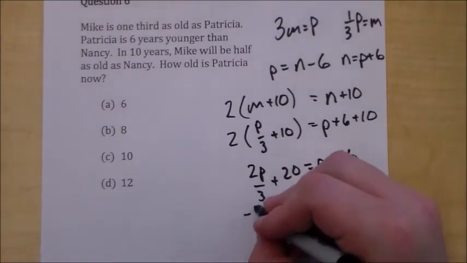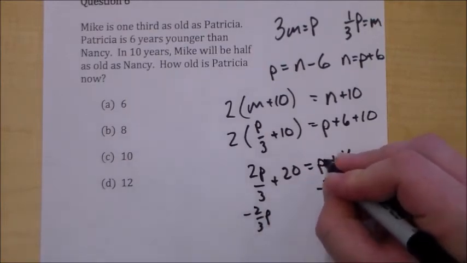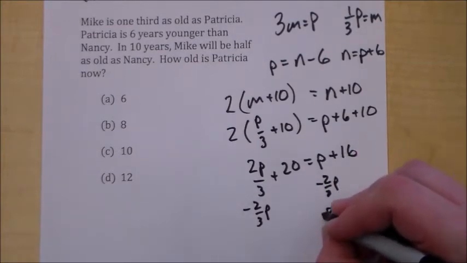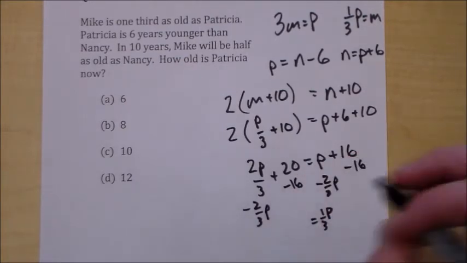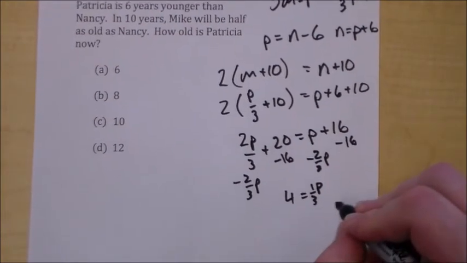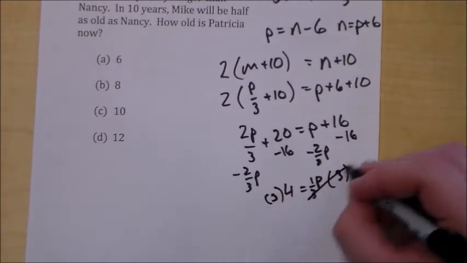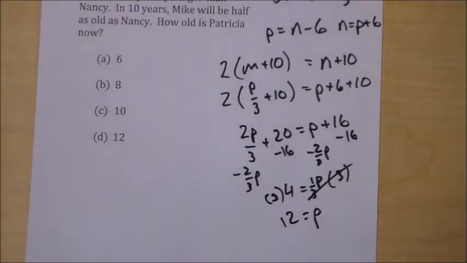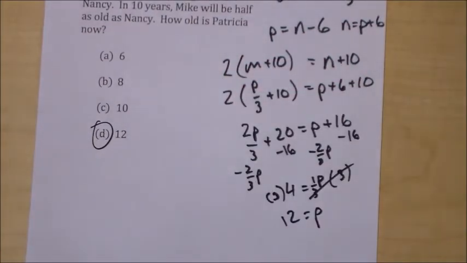Well, I'm going to subtract 2/3 P from either side. And this is like 1P or 3/3 P minus 2/3 P, which leaves me 1/3 P. And I'm going to subtract 16 from either side. So 20 minus 16 is 4, and 16 minus 16 just cancels out. So I have 4 equals 1/3 P. Now I'm going to multiply both sides of the equation by 3, because that's how I get rid of fractions. And I just have P on this side, and 4 times 3 is 12. So I know Patricia is 12. How old is Patricia now? That's the question. And we're good to go.